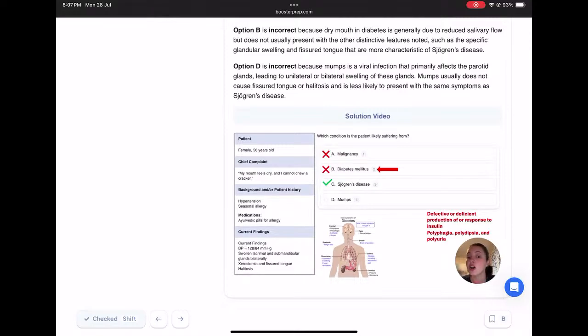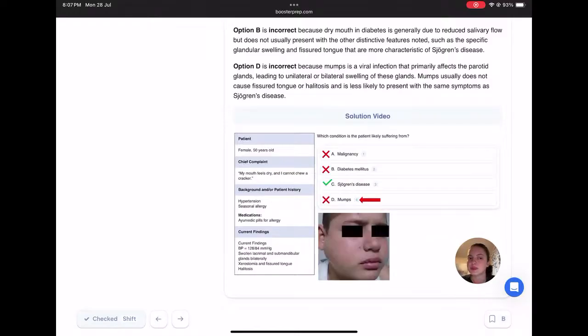If the patient had untreated diabetes, she would also present with other symptoms such as that polyphagia, polydipsia, and polyuria. And because she is not experiencing these symptoms, we knew that this answer choice was incorrect. And finally, we have mumps. Now, mumps is a viral infection that is very contagious and is thankfully not very common today due to the prevalence of the MMR, or measles, mumps, and rubella vaccine.